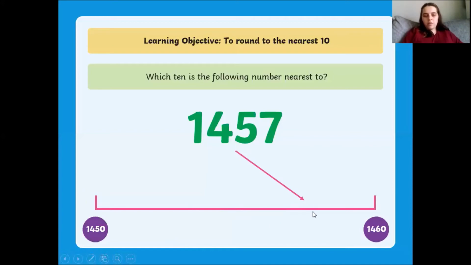Let's have a look. Yep. They've just pointed anywhere, haven't they? But yeah, so it's on this side. So that means it's closer to 1,460. So this number rounded to the nearest 10 is 1,460.